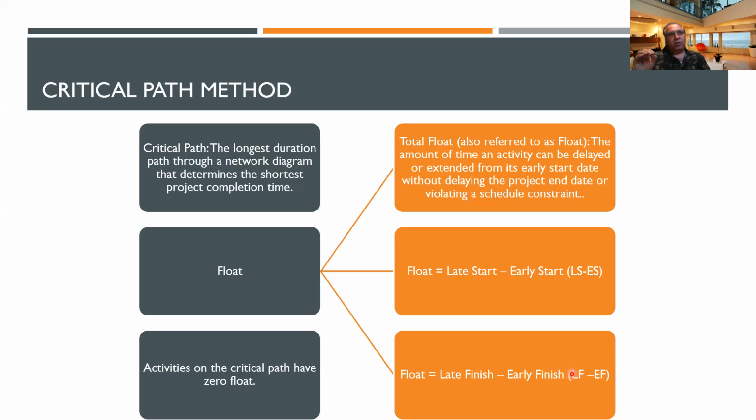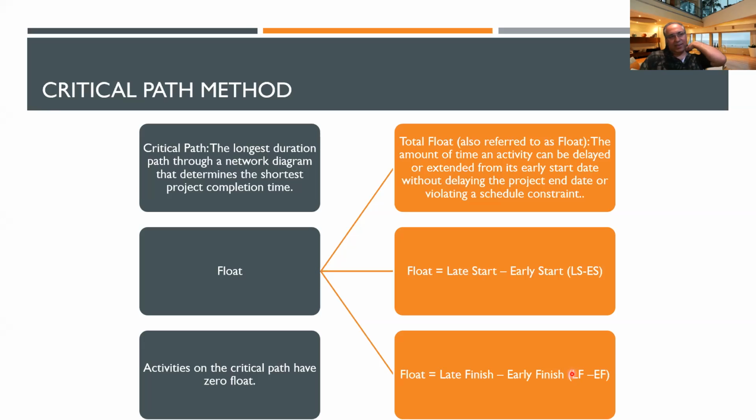We need to talk about critical path method. So critical path method, this is the definition of critical path: the longest duration path through the network diagram that determines the shortest project completion time.